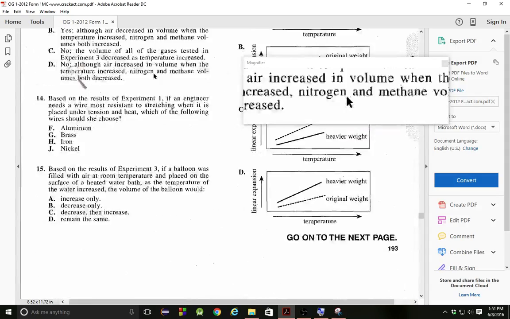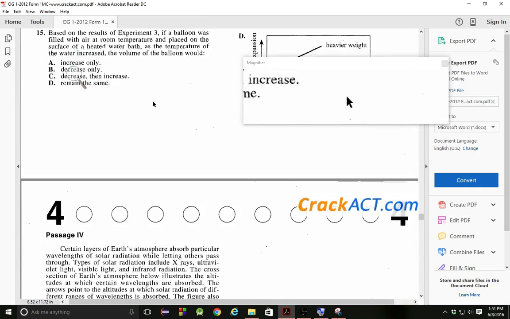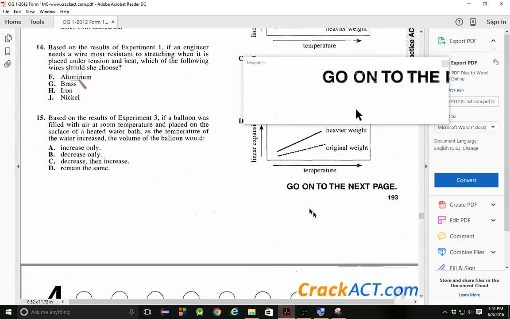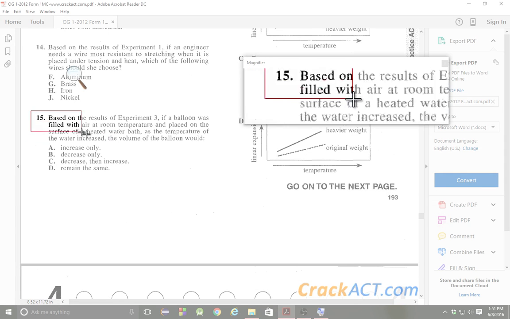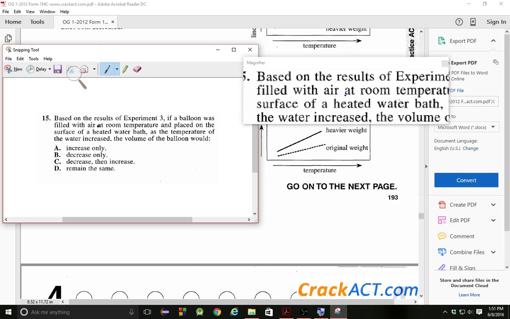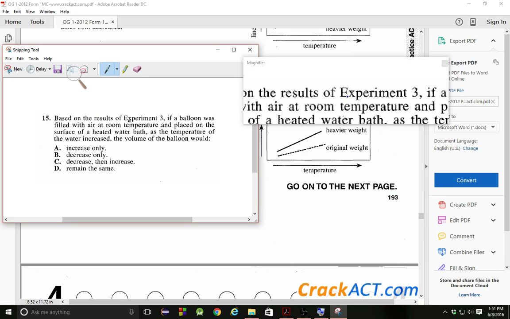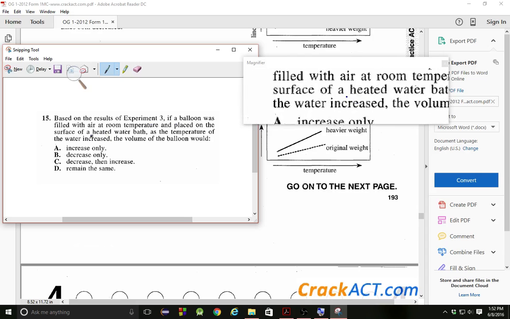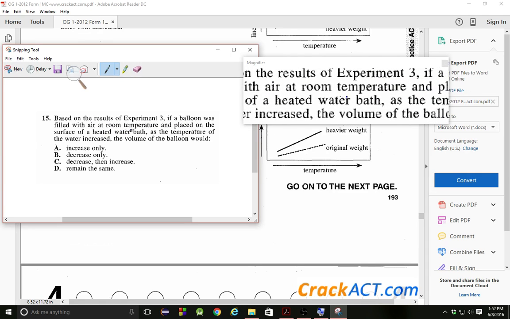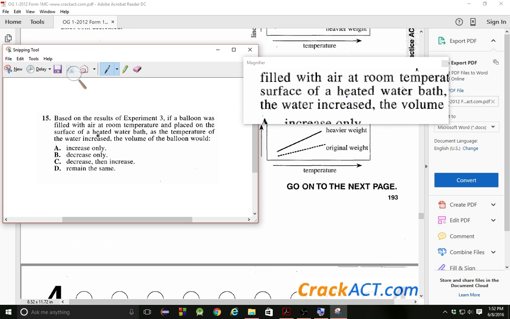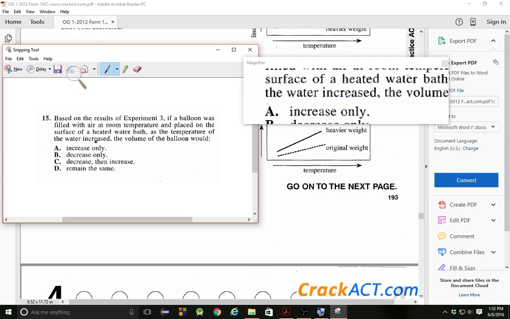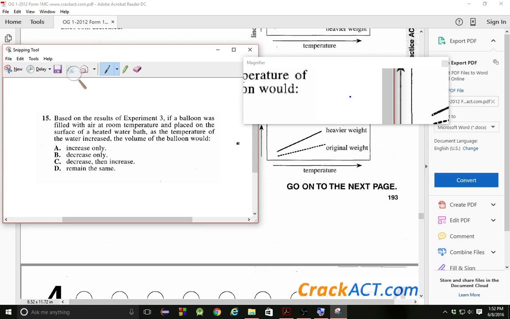Okay, number 15. Based on the results of experiment 3, if a balloon was filled with air at room temperature and placed on the surface of a heated water bath, as the temperature of the water increased, the volume of the balloon would.